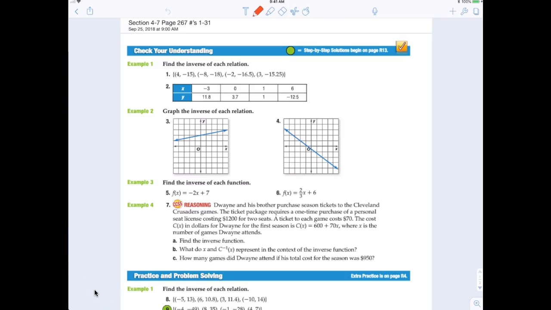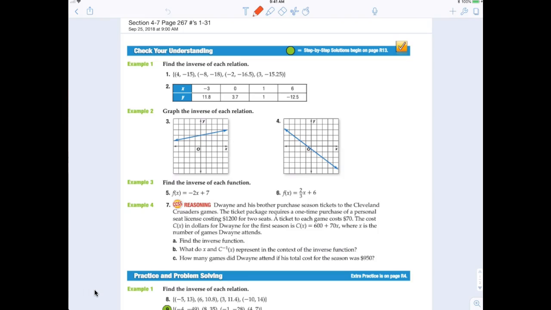Okay, now again, finding the inverse of each relation is really, really simple. When we talk about inverses, and again, you're going to study inverses a lot, there's a really cool button on your calculator that will help you with them as well. So you can graph inverses with the calculator, but really and truly, it's completely unnecessary, because it's that simple.